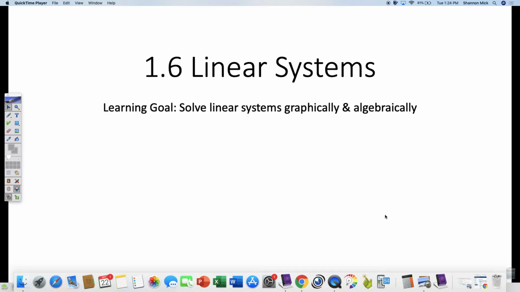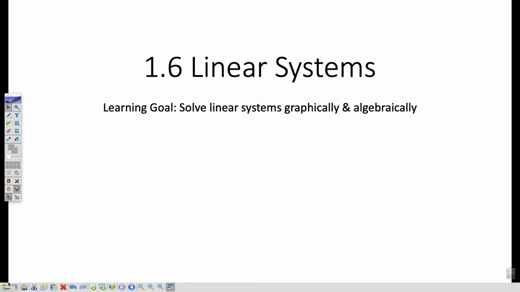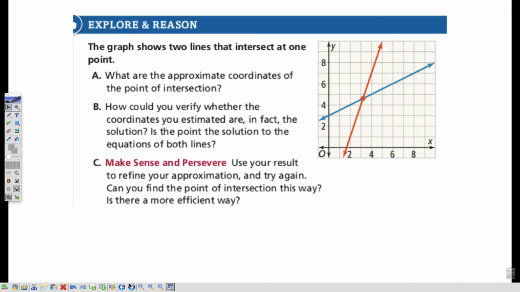So I like to be efficient. I think most people in general like to be efficient in what they're doing. So we're going to work on that. You don't need to write this down. This is just one of those intro things we need to think about. If I ask you what the solution of this is, you would look for the intersection, correct?